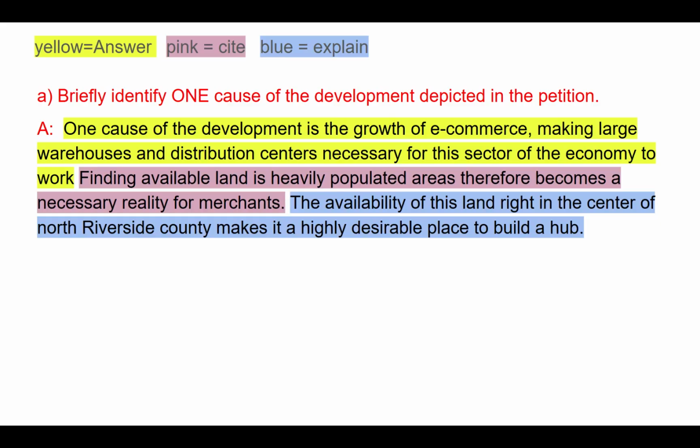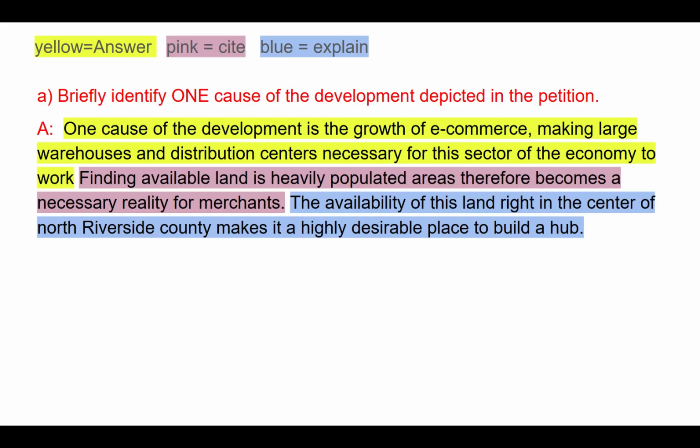Now notice that specific answer is not in the document. This is more of a contextualization. Notice it's causation. So what is leading into the moment that this document is sent to the governor of California? And so this is a causation or a contextualization. And if you know anything about commerce in Southern California, you would be able to say, oh, we're talking about e-commerce here. Now you need to pull something specific from the document.